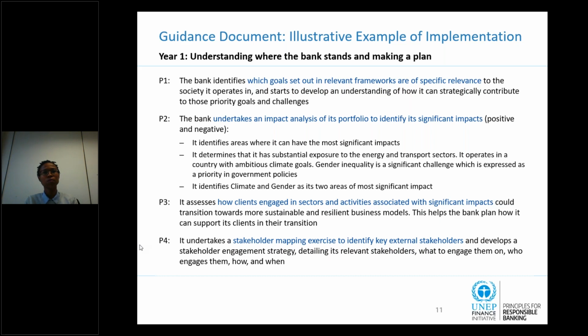So moving on, principle number 4, the bank undertakes a stakeholder mapping exercise to identify key external stakeholders and develops a stakeholder engagement strategy detailing its relevant stakeholders, what to engage them on, and who engages them, how and when. So specifically with respect to principles number 3 and 4, you will note that there's a strong move towards developing partnerships with your clients and with your stakeholders in achieving the objectives of the Principles for Responsible Banking.